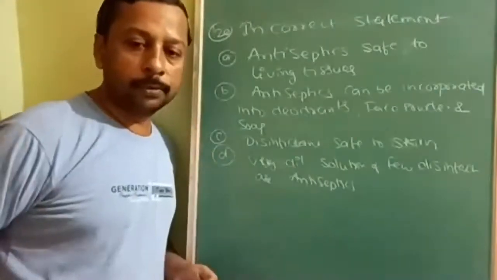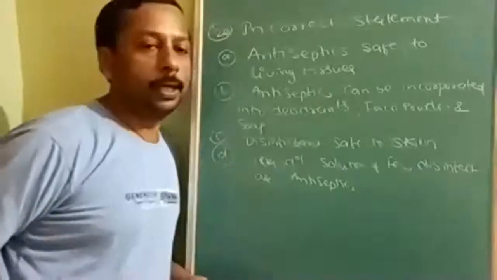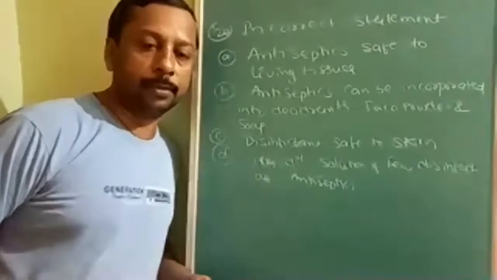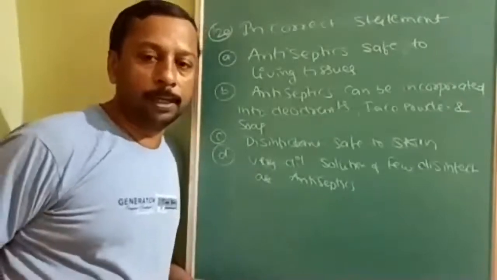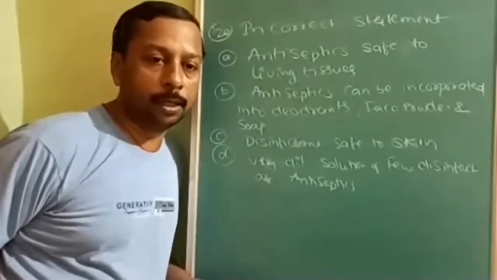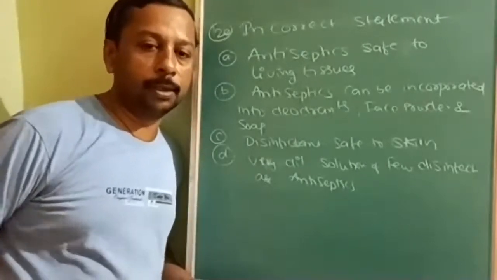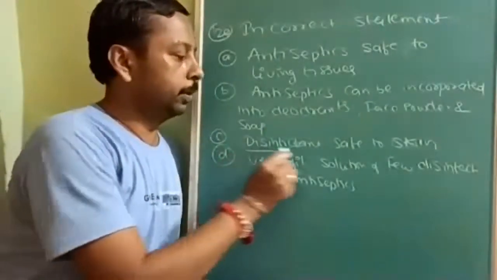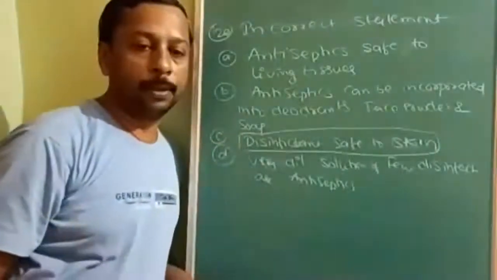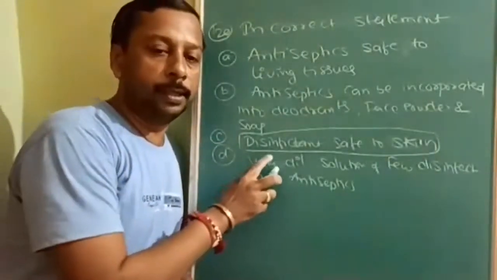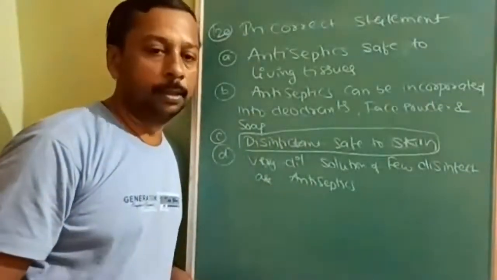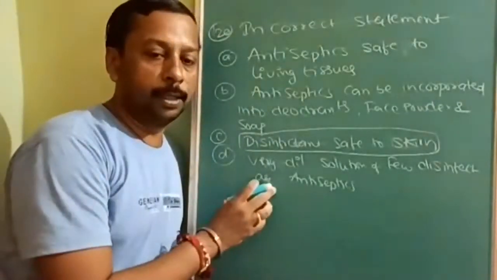Actually speaking, disinfectant and antiseptic both are chemically same. Only thing is their safety. If you are able to apply it on the human tissues, then they are called an antiseptic. If they are not safe to human tissues, then they are called a disinfectant. But here it is written that disinfectant is safe to skin. Low concentration disinfectant is safe to skin, then you can use it as an antiseptic. So this statement is correct and very important also.